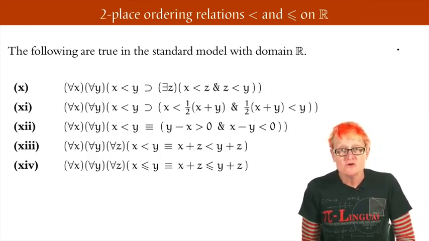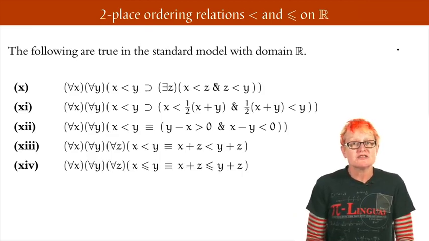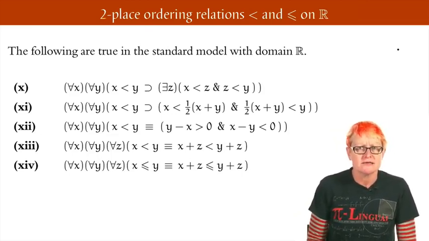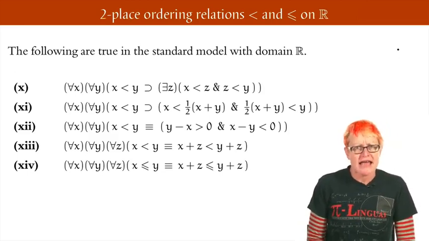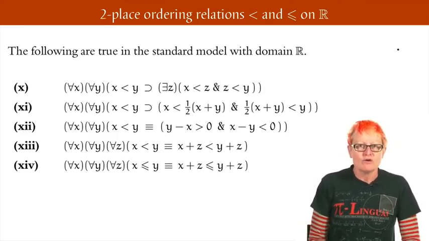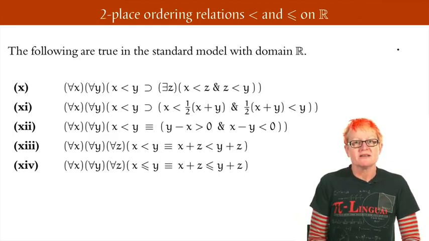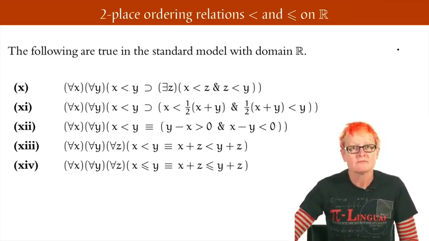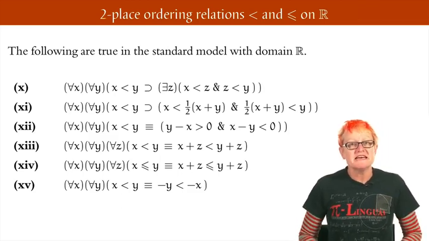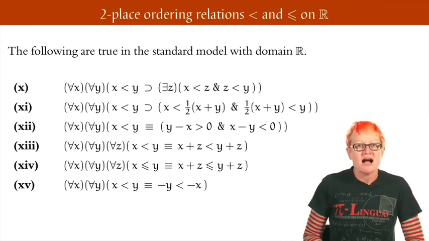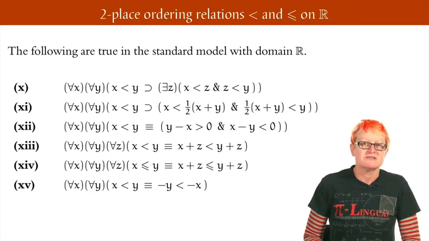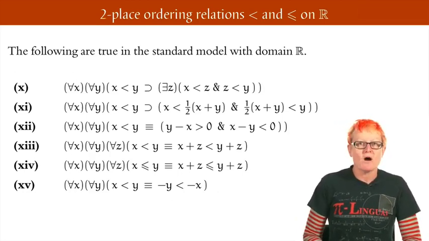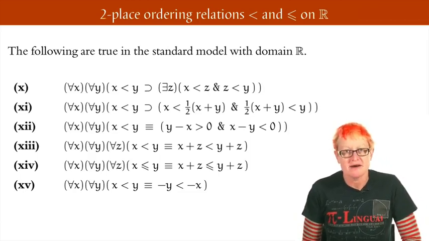Formulas 13 and 14 express that the order relations are preserved by adding the same number to both sides. Since subtracting is adding the negative, this means that order relations are also preserved by subtracting the same number from both sides. The last formula, Roman 15, expresses that order relations are reversed by taking negatives. x is less than y if and only if minus y is less than minus x.